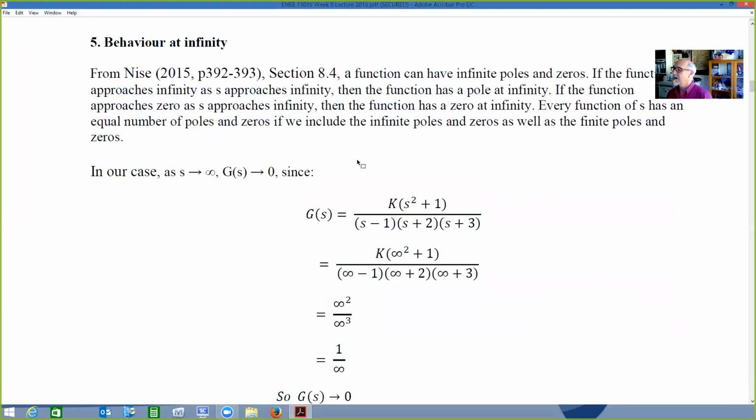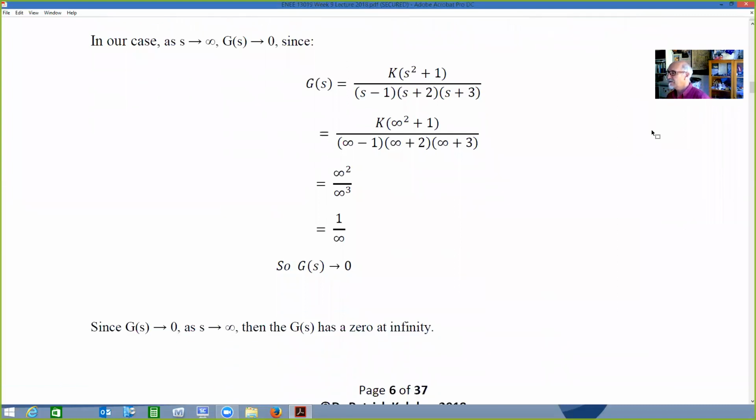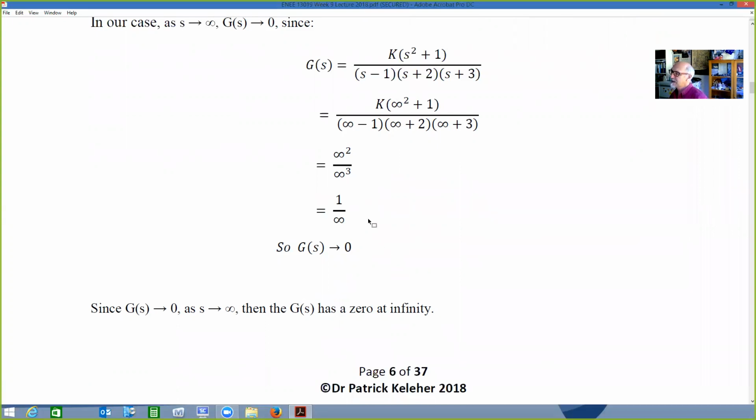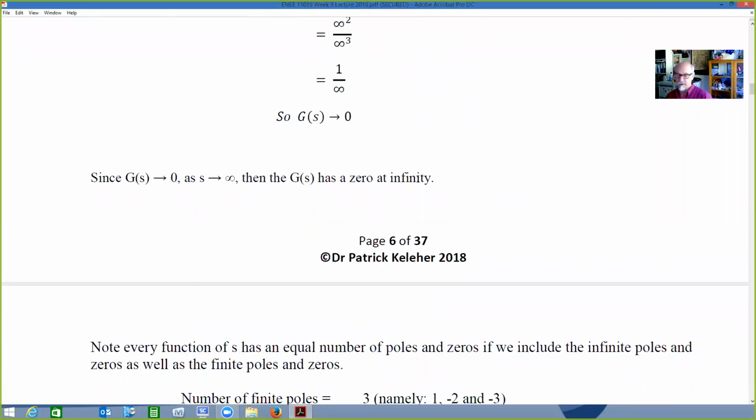So it's very, very important that we go about finding what happens at infinity so we can include those infinite poles and zeros. So what we're doing is we go back to our original transfer function G(s), and we're going to see what happens as s gets bigger and bigger. So what happens when s approaches infinity? We plug in our infinity values, do a quick calculation, so that's infinity squared, infinity times infinity times infinity, infinity cubed. So basically, as you can see, as s tends towards infinity, G(s) tends towards 0. So therefore, G(s) has a zero at infinity.